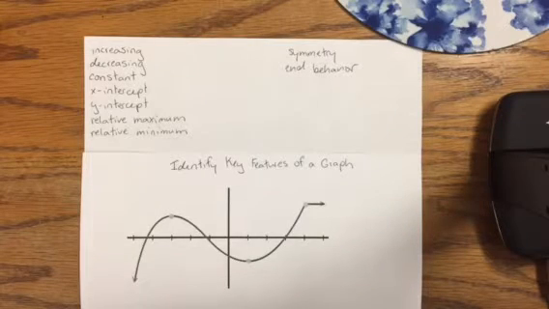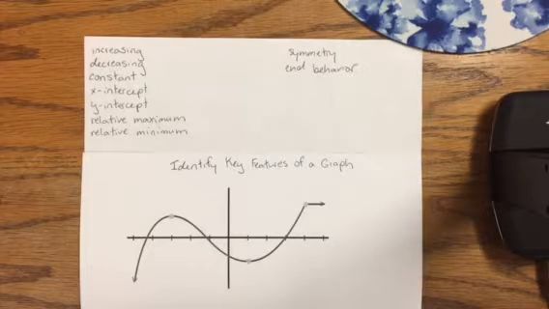I'm just making this video to explain a little bit more about how to identify key features of a graph. So whenever you're given a graph and asked to identify the key features, the first thing that you're going to want to do is identify where the x and y intercepts are.